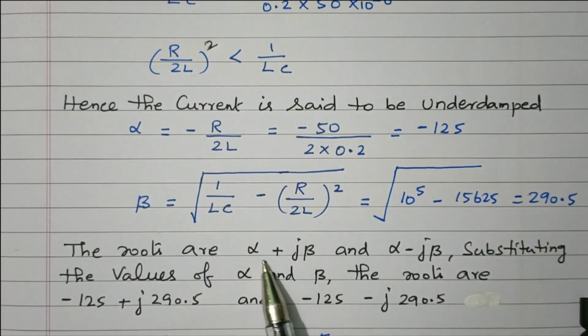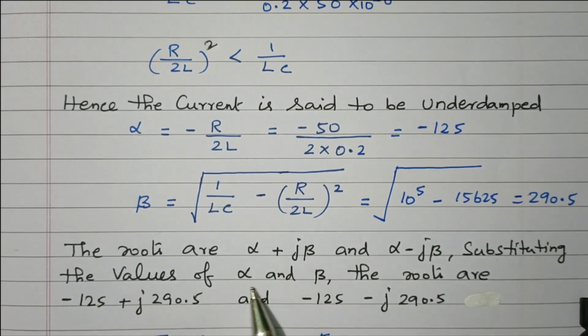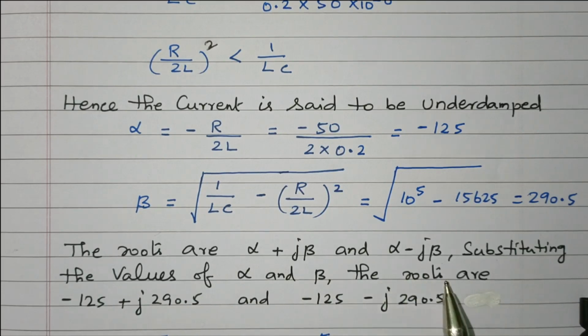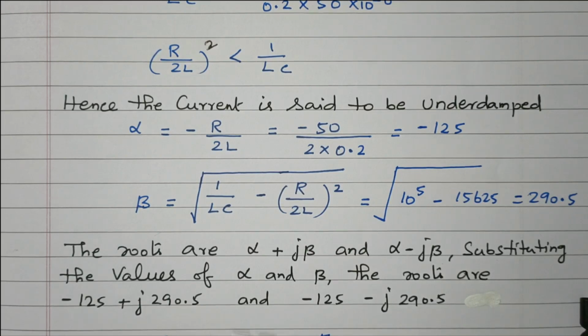The roots are alpha plus j beta and alpha minus j beta. Roots are complex conjugate. Substituting the values of alpha and beta, we can find the roots. That is minus 125 plus j 290.5 and minus 125 minus j 290.5. So these are the two roots available.